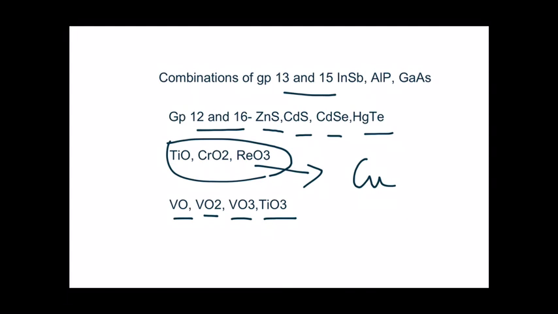So to summarize today's session, we classified solids based on their electrical properties into conductors, semiconductors and insulators. We learned about the band theory and we learned about the different types of semiconductors, the N-type and P-type semiconductors and their applications. So this is all in today's session.